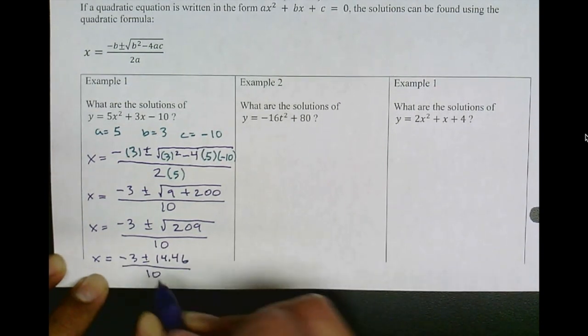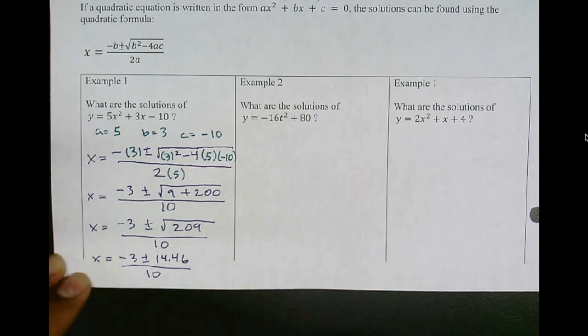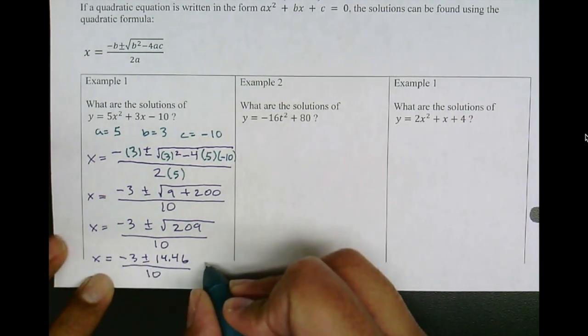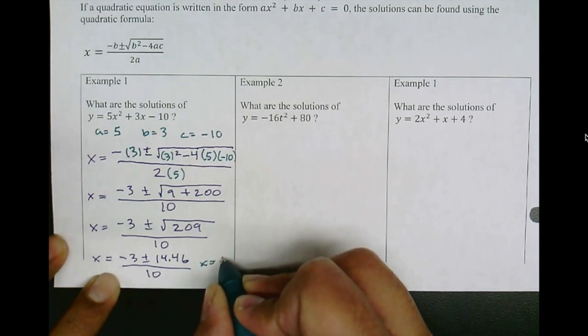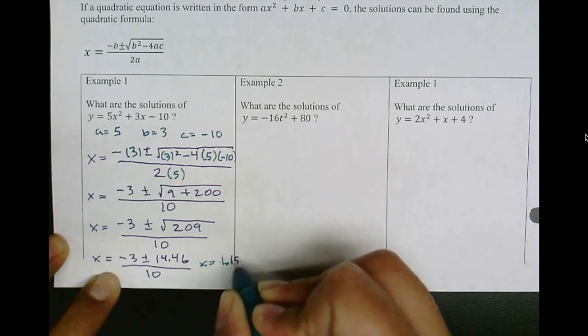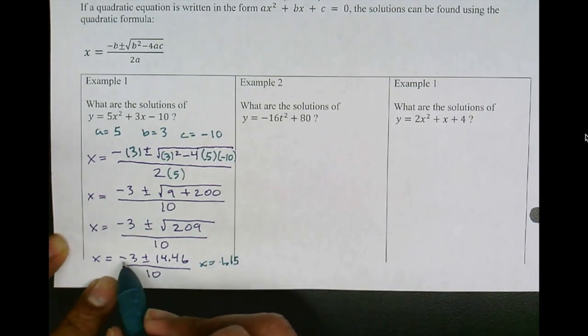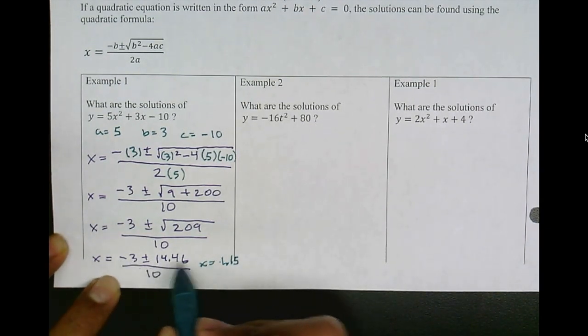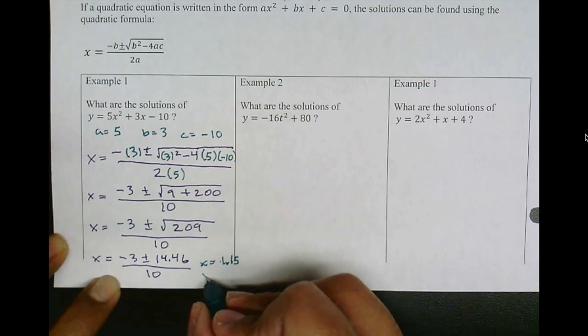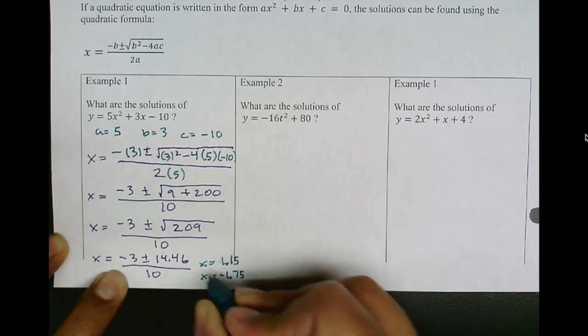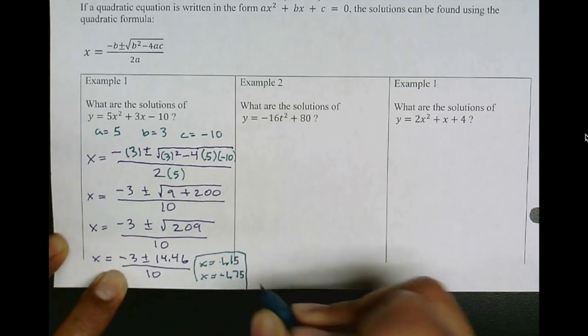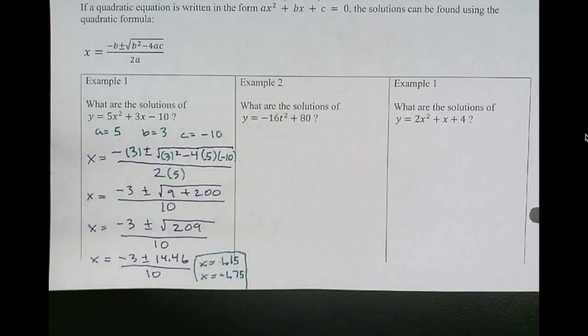And now we're going to get two solutions. To get our first solution, we take negative 3 plus 14.46 and divide that by 10. So the first solution you get is x is equal to positive 1.15. And the second solution, you do negative 3 minus 14.46, all divided by 10. That should give you negative 1.75. So the two solutions are 1.15 and negative 1.75.